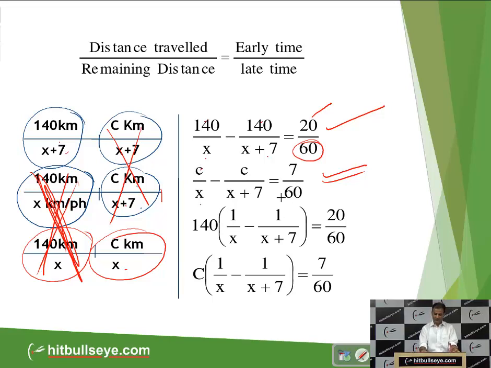On dividing both equations, this will be cancelled, and what is remaining, student? Same formula: distance traveled, which is 140, upon remaining distance, which is C, equal to early time, which is 20, divided by late time. So student, this is the concept in this question.